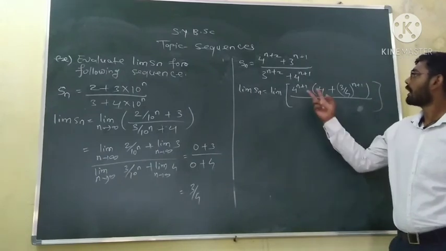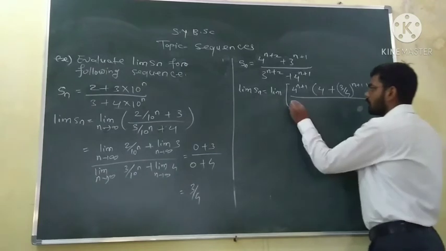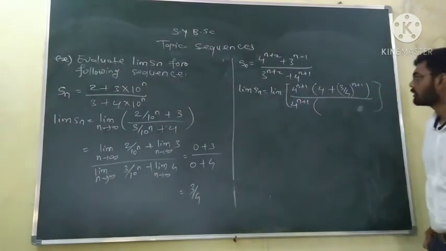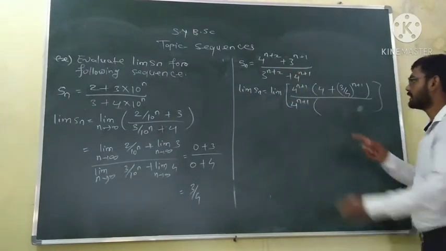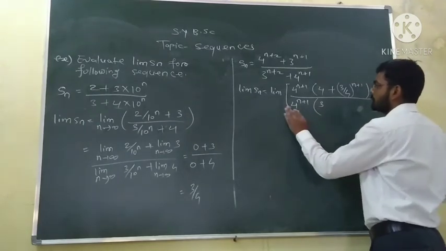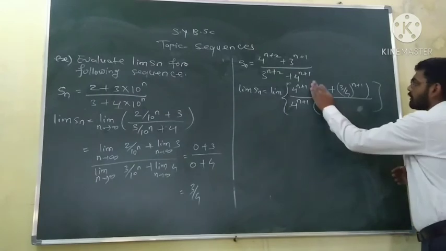Now again we will take 4 raised to power n plus 1 common from this denominator. So 4 raised to power n plus 1. Now here 3 raised to power n plus 2, so we will write this as 3. We will use the other brackets to avoid confusion.